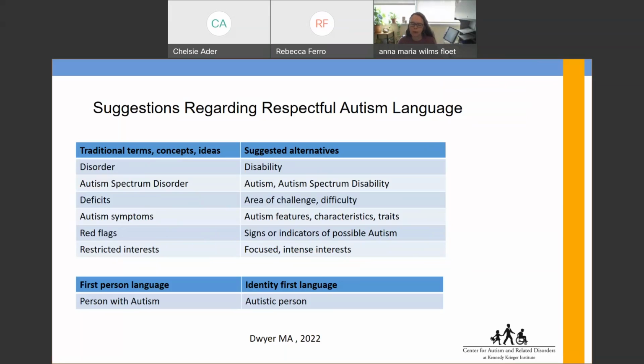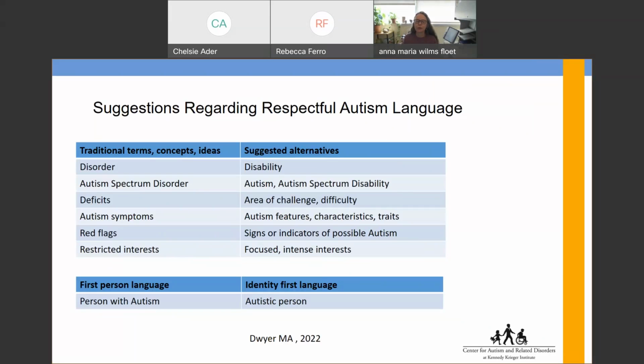This paper, like I said, was published this month, where there is an opportunity for us to think about wording, and I actually teach this concept to medical students as well. Wording and language matters. So there are suggestions regarding changing terminology, and I just put a few up here from the paper on thinking about how do we describe difficulties and challenges in the area of autism.